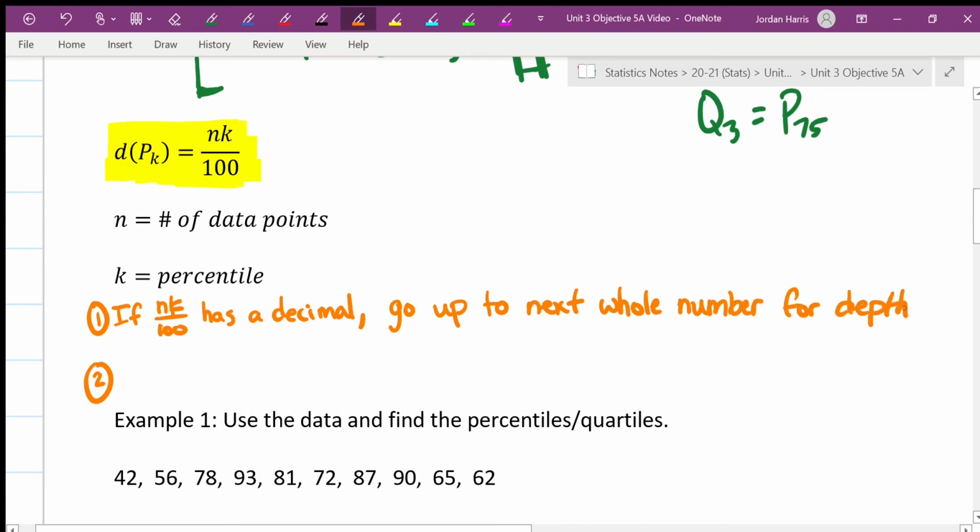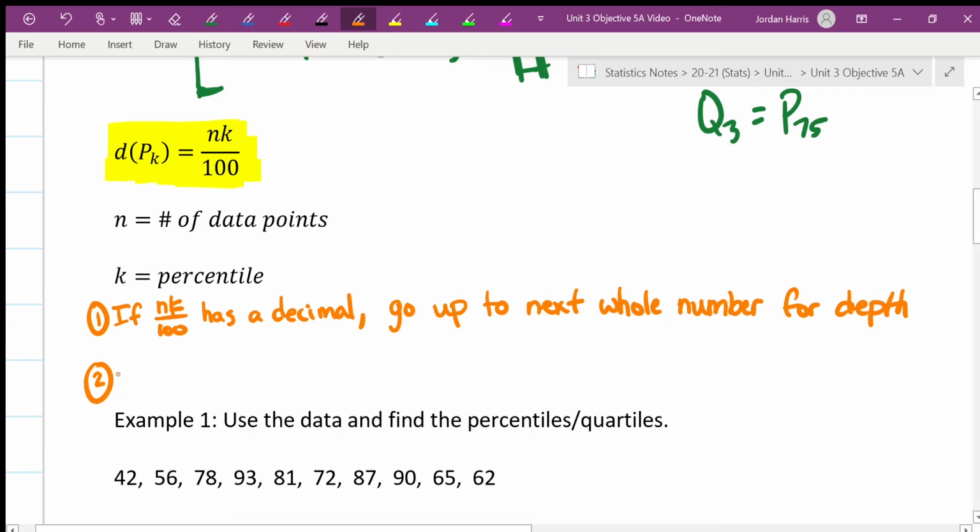Okay, that means if I use this formula and I got 9.1, that means I get the 10th number. I go up to the next whole number. If I got 9.8, I use the 10th, the next whole number, okay?